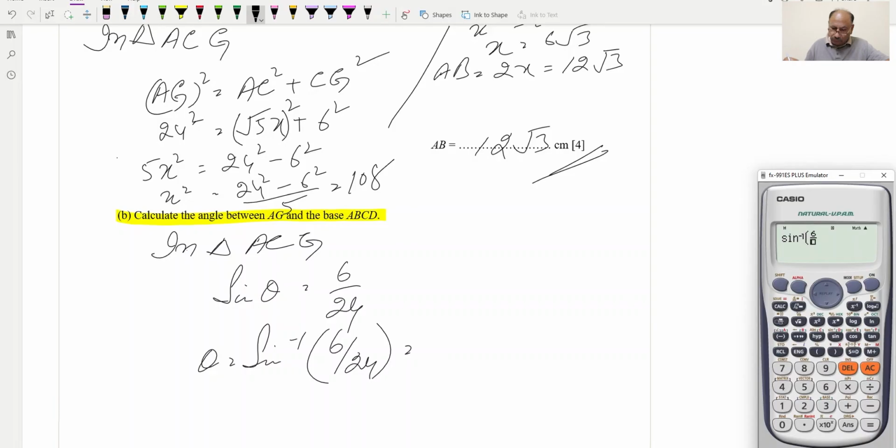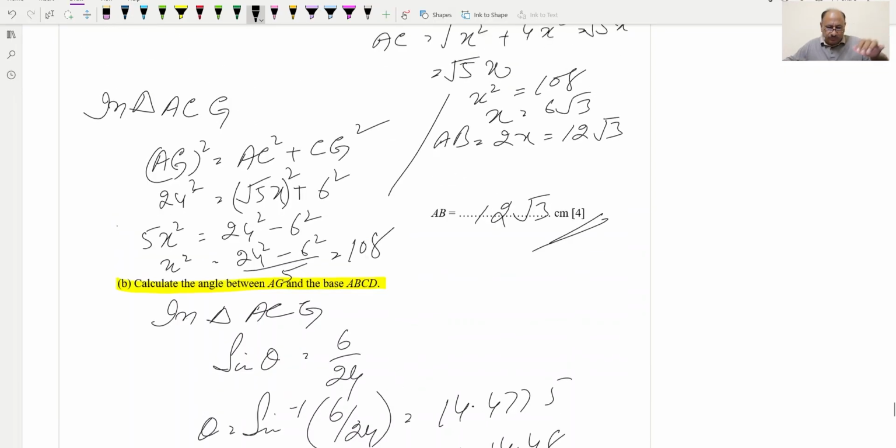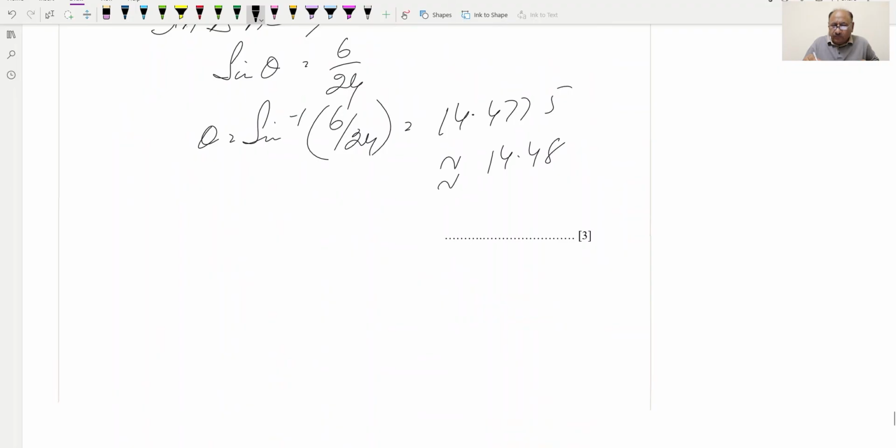Use shift sine; your calculator should be in degree mode. This will be 24, and this is equal to 14.4775. Approximately 14.48 up to 2 dp, but they are not mentioning anything, so you can provide 14.5 also, to 3 significant figures, and this will be in degrees, and this is done.